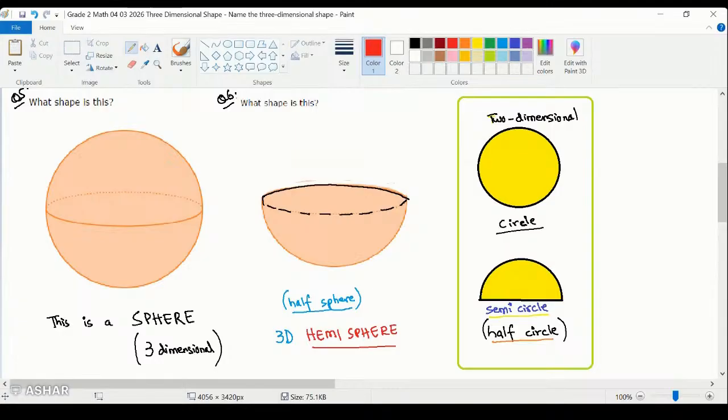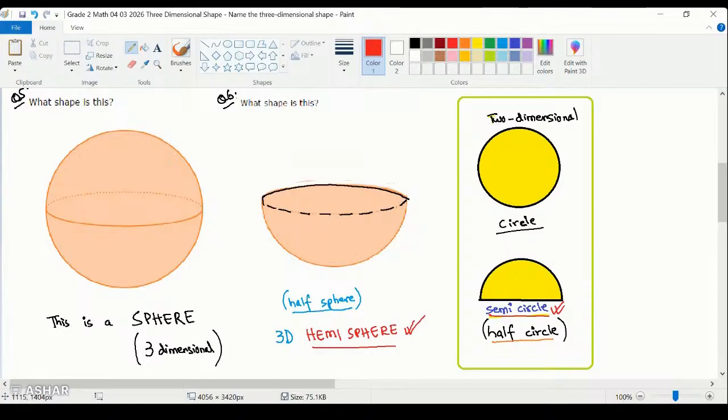A semicircle is known as a half circle. We use the word semicircle, but if it's a sphere, we will call it hemisphere. The earth is divided into two hemispheres, right?